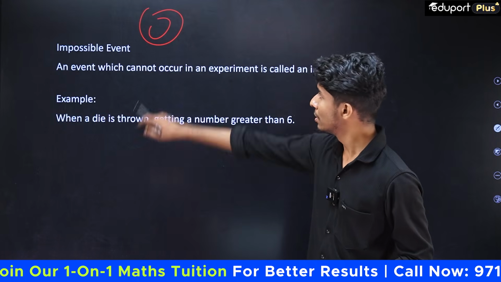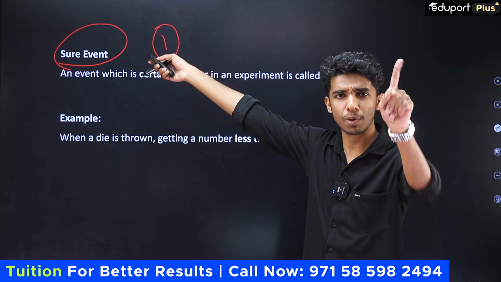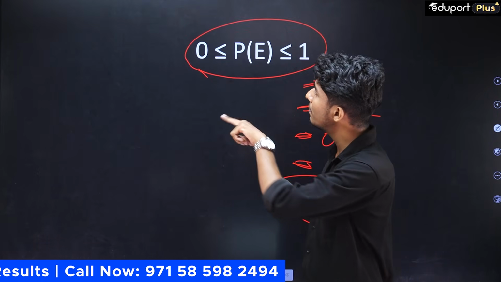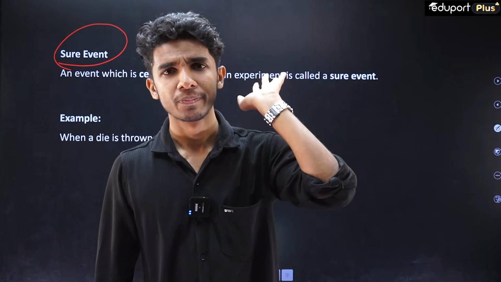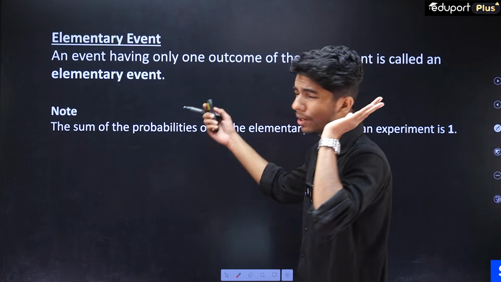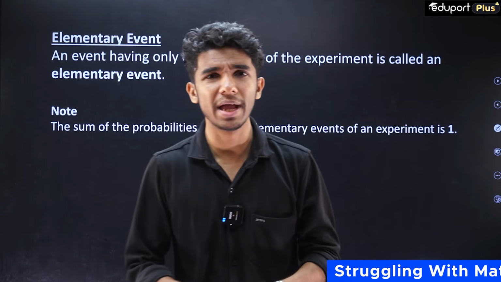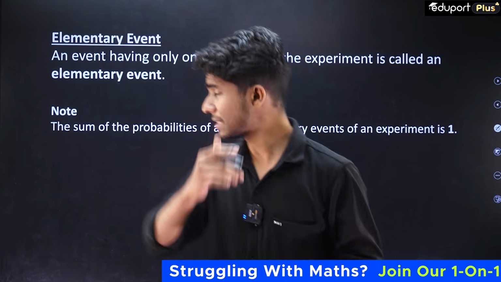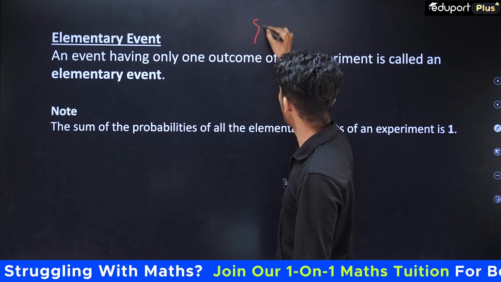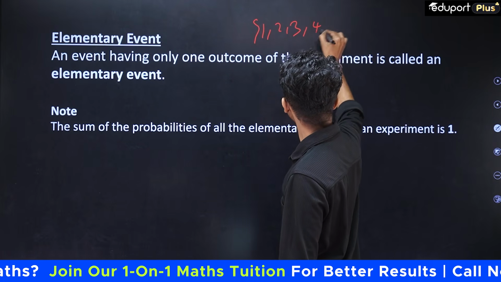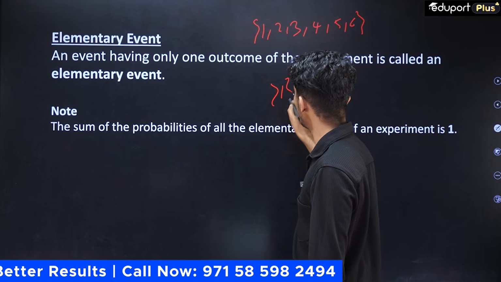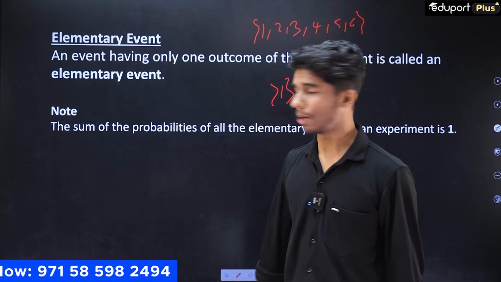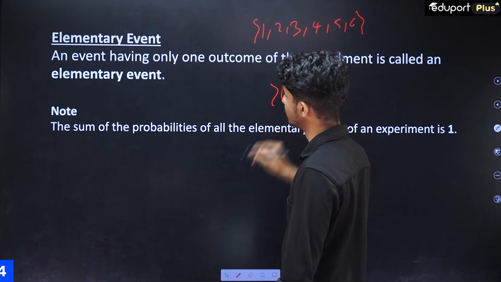So a sure event means it is always going to happen, and its probability will be 1. An impossible event is not going to happen, and its probability will be 0. Good. And an elementary event means any one event. For example, if you are throwing a dice, 1, 2, 3, 4, 5, 6 are its outcomes, and 1 is an elementary outcome. 2 is an elementary outcome.